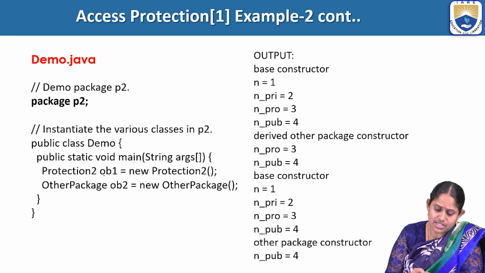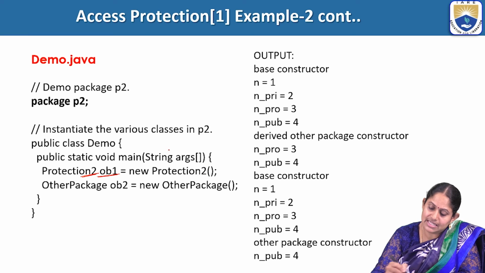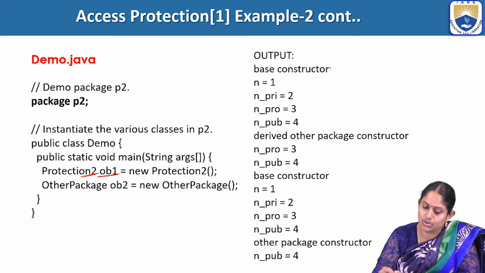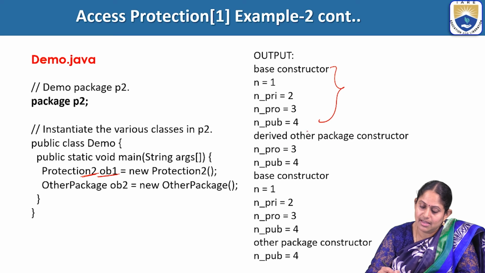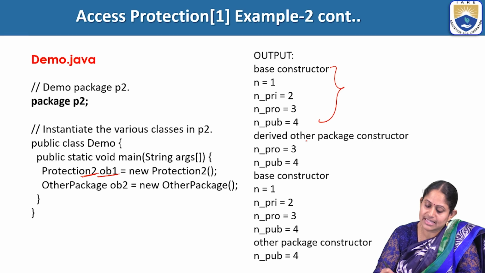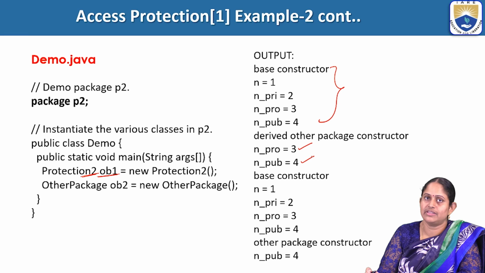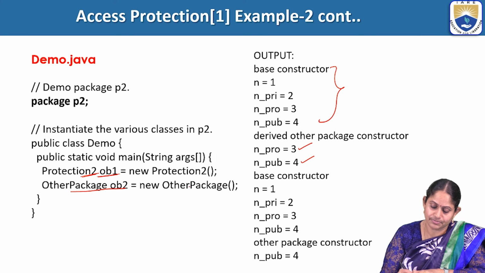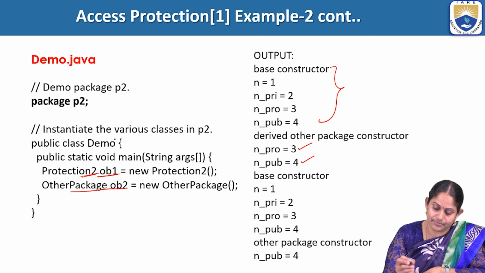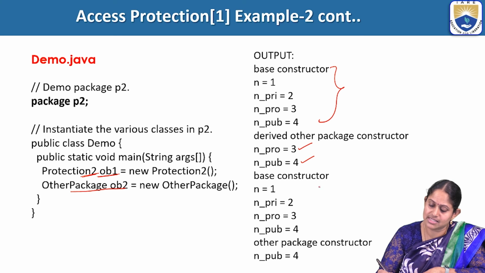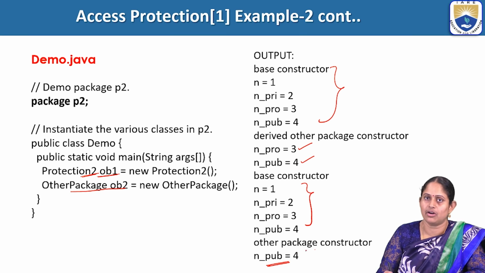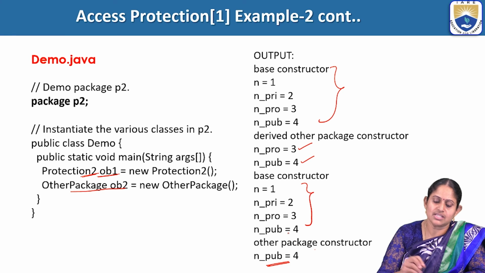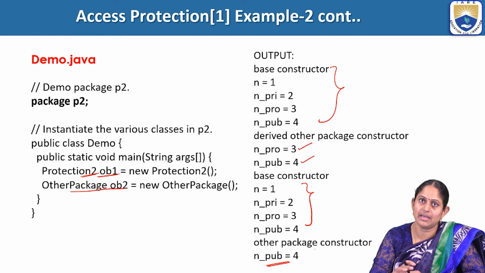So when you create an object of protection 2, which is inherited from protection, the constructor of protection is also invoked, and since it is present outside the package of protection, it can access only the protected as well as the public members of the protection class. And in the second case, we are creating the object of other package, which also makes use of the protection class. So it will invoke the protection class constructor, and using that, the other package can access only the public member of the protection class. So this is how we provide access protection by making use of packages.